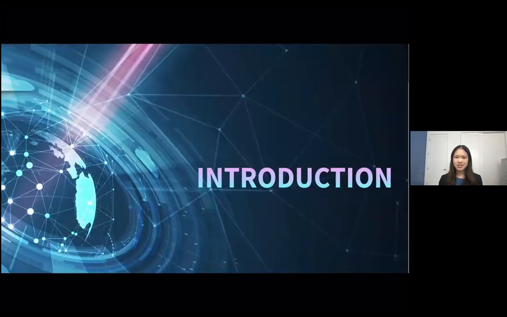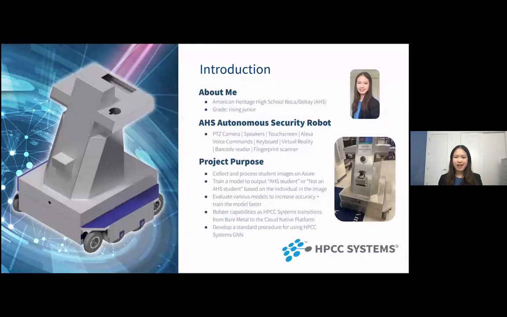A brief introduction. A little bit about me. I'm going into 11th grade at American Heritage High School, and this is abbreviated AHS. This abbreviation does come up quite a bit when talking about student data, so just know that I'm referring to my school. And at my school, we've built an autonomous security robot with a myriad of capabilities, and some of those are listed here, like the touchscreen, voice commands, fingerprint recognition, and more. The computer image of the robot is shown here on the left.